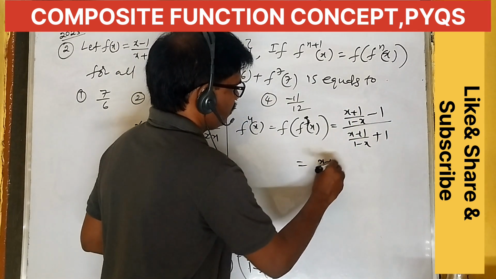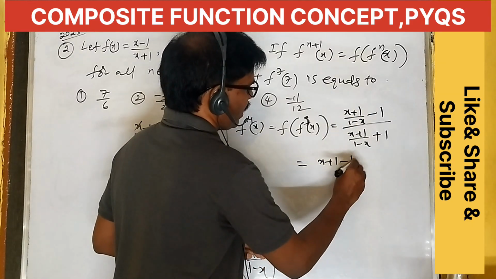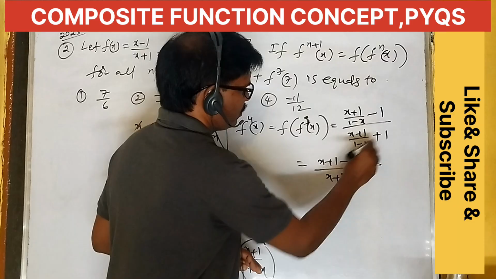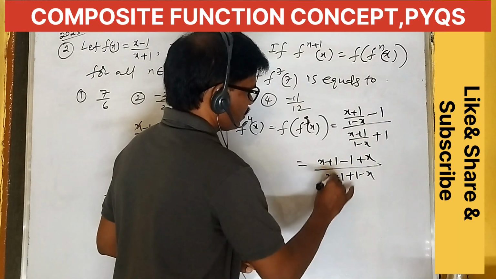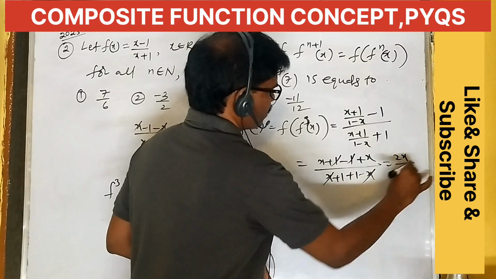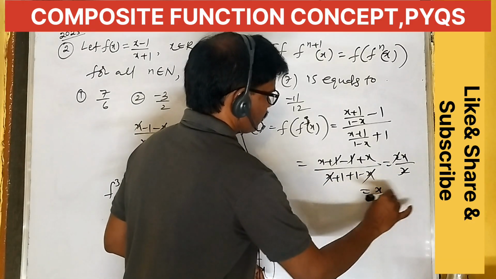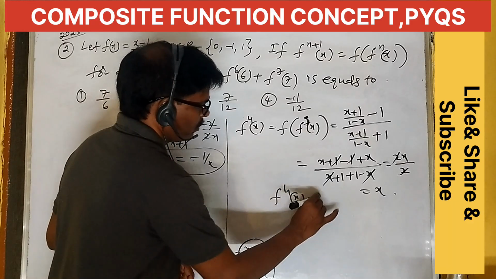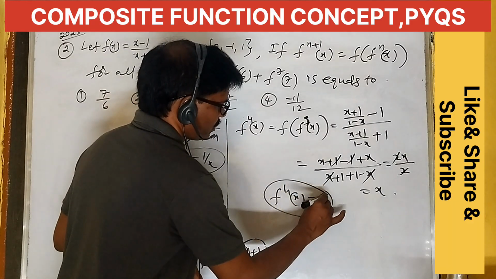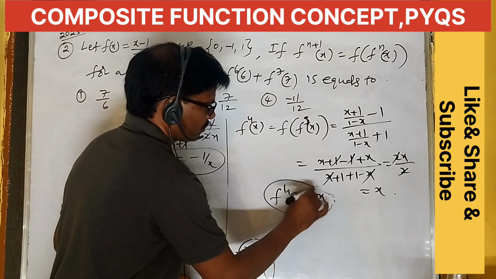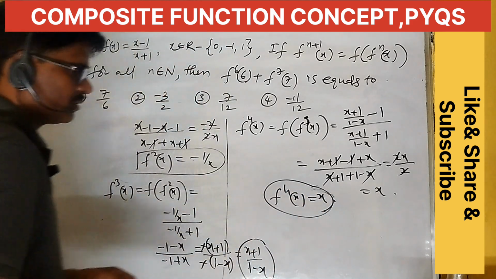x plus 1 minus 1 plus x by, this is also x plus 1 plus 1 minus x. Minus x and plus x cancel, the 1s cancel, equal to 2x by 2, the 2s cancel, equal to x. This is the f to the power 4 of x. f to the power 4 of x is equal to x only.